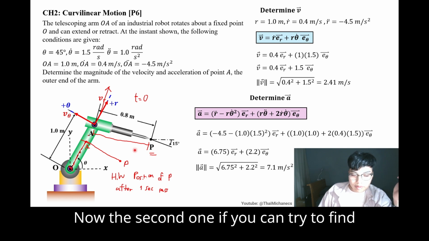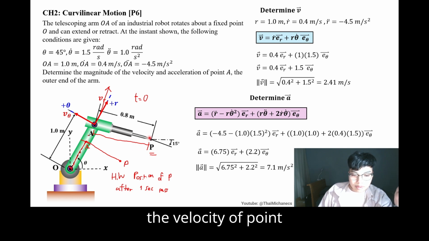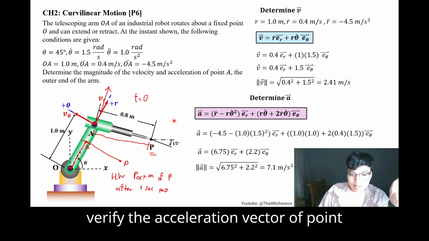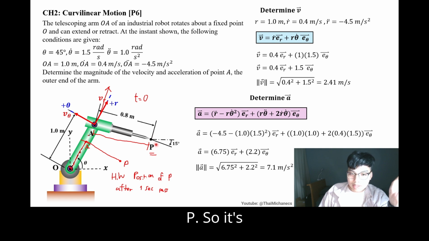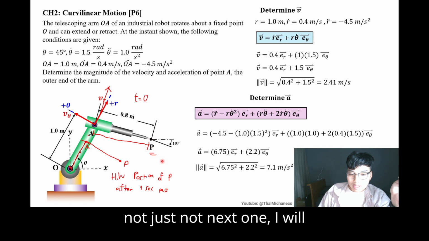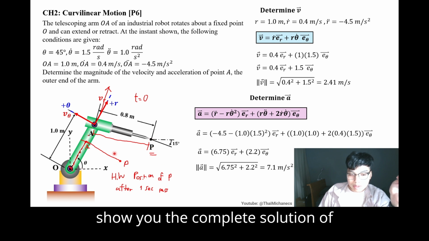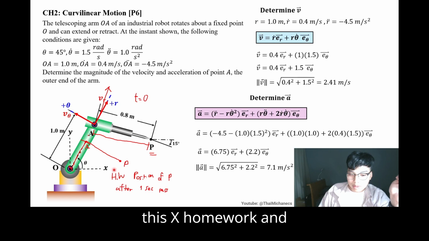Now, the second one: if you can, try to find the velocity of point P, and then verify the acceleration vector of point P. It's a very interesting question you can try on yourself. In a later video, not the next one, I will show you the complete solution of this extra homework I'm giving. Anyway, try to figure it out by yourself.